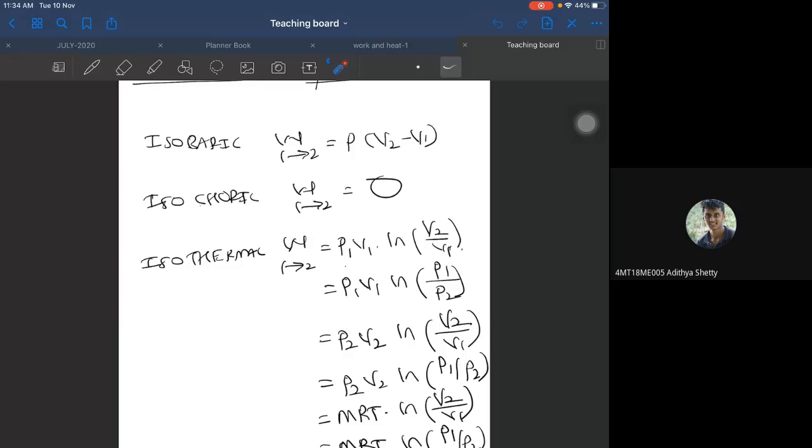And for the isothermal, there are 6 different forms of work done expressions. We have derived this one. You can derive all of them, but it is not necessary. Just derive this particular one and remember all the other forms. Can anyone say all the 6 forms at a single shot? That's great. I want all the 6 expressions of the isothermal process at a single stretch.